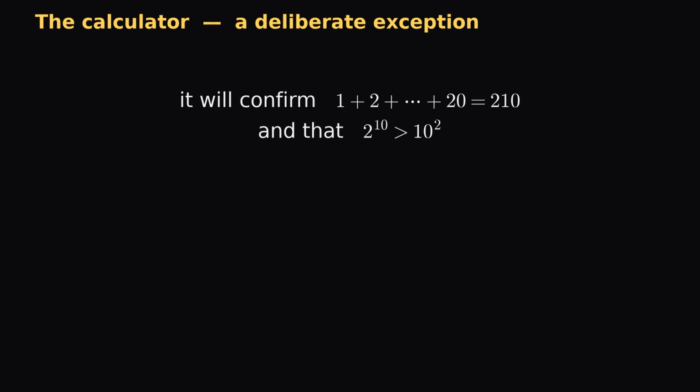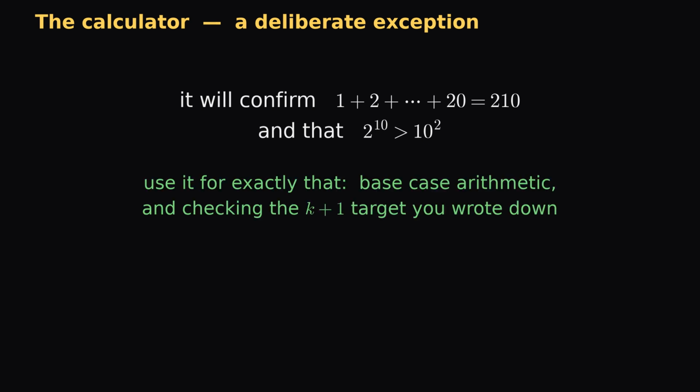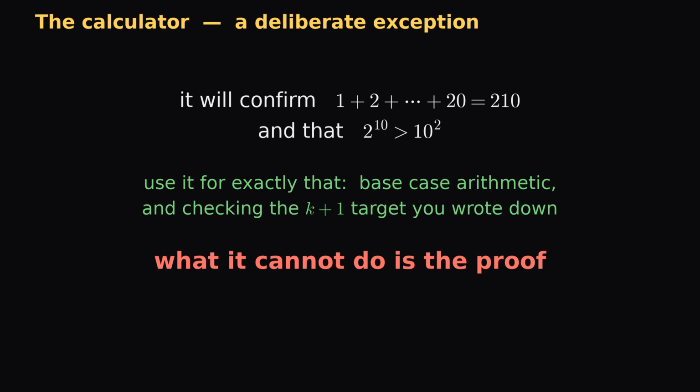Now, the calculator. And this video is a deliberate exception. Your calculator will happily confirm that 1 + 2 + ... up to 20 is 210, and that 2^10 is greater than 10 squared. Use it for exactly that. Checking your base case arithmetic, sanity checking that the k+1 target you wrote down is the right one. What it cannot do is the proof.